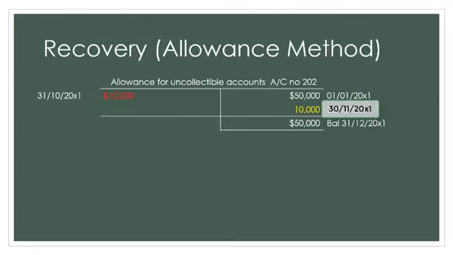If you look into the T account, we have a $50,000 opening balance on 31st October. We wrote off $10,000, and then on 30th November we recovered the $10,000 we previously wrote off. So in this case, you just have returned to the original balance of $50,000.